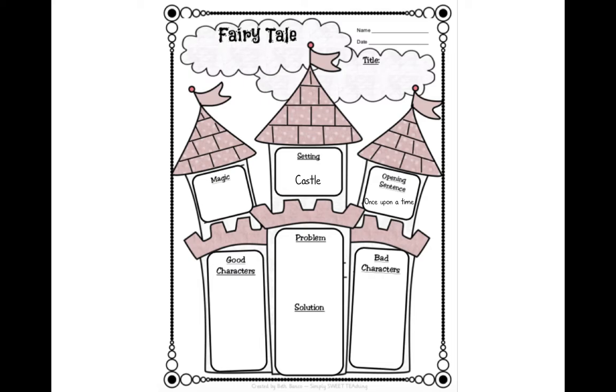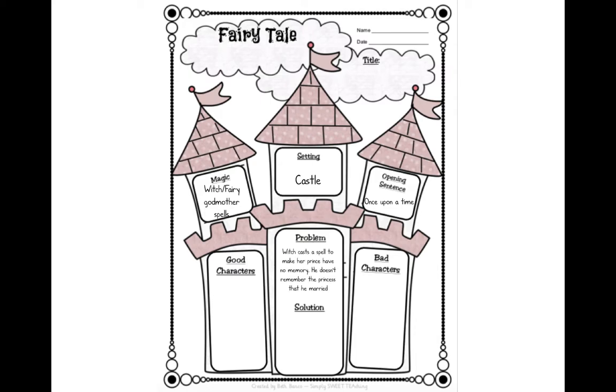Next, I went with my setting. So I decided that I wanted my characters to be a prince and a princess because that is the fairy tales that I enjoy reading. So I decided that my setting would be in a castle. And then I decided what I wanted the magic to be in my fairy tale. I decided to have a witch and a fairy godmother who casted spells. That, of course, is magic, and that's not something we could do in real life, so that's what I'm going to have them do in my fairy tales.